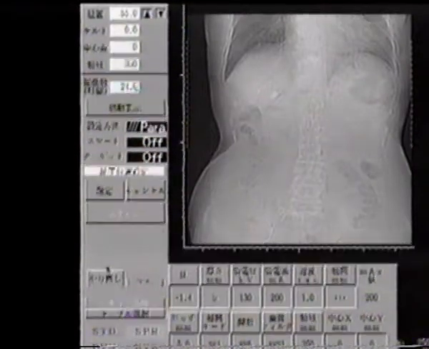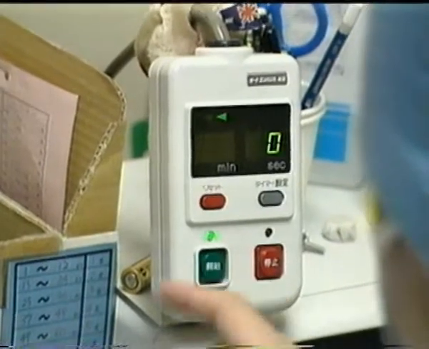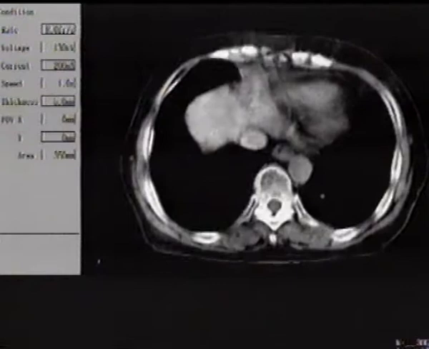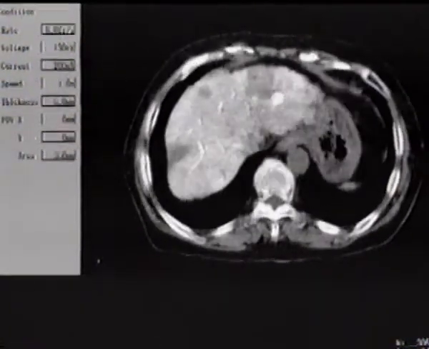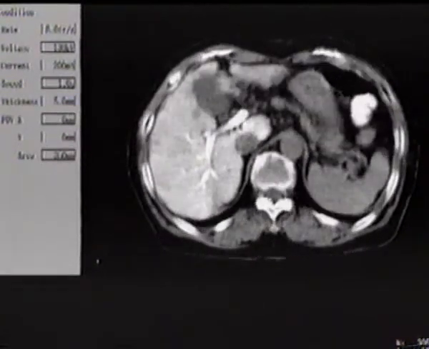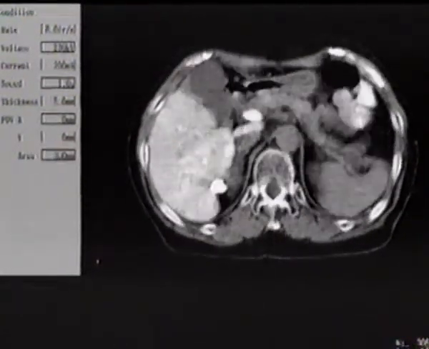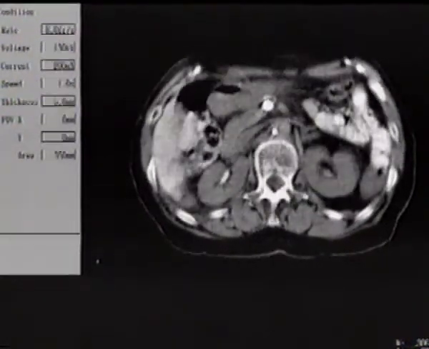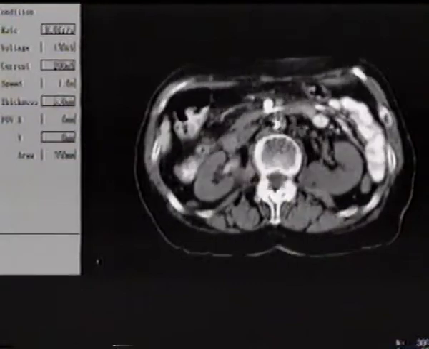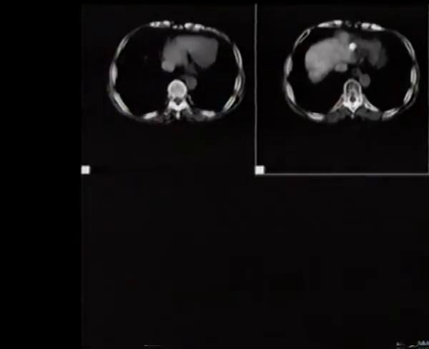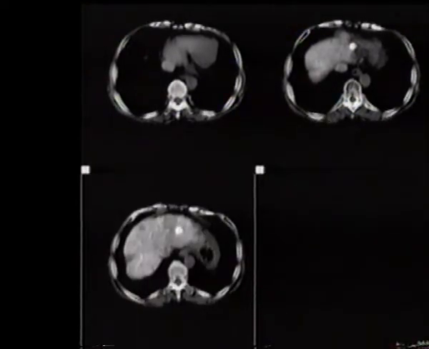25 seconds after injection of the contrast medium, a spiral scan is made. The real-time spiral scan function reconstructs and displays the image in just 0.125 seconds, enabling the contrast effect to be immediately checked. Lesions are represented as image defects.